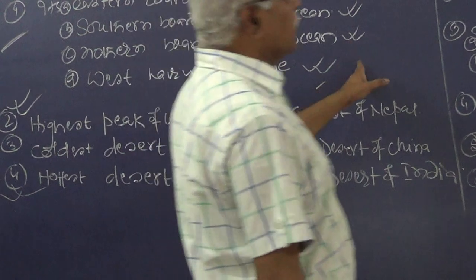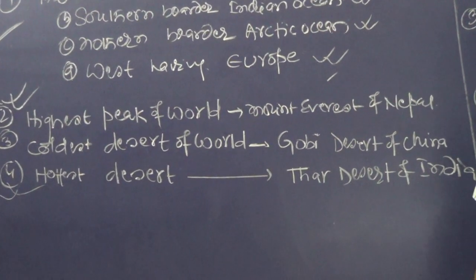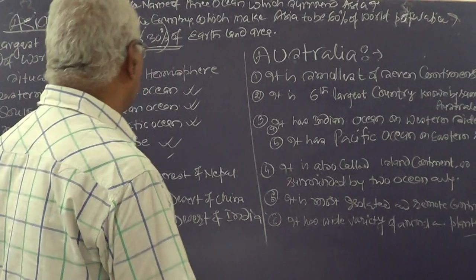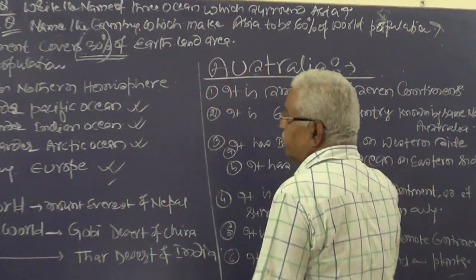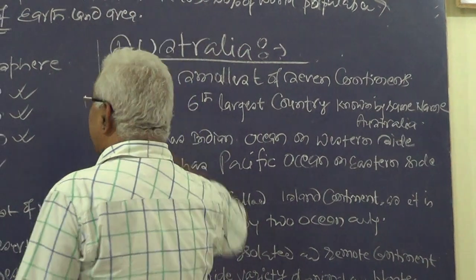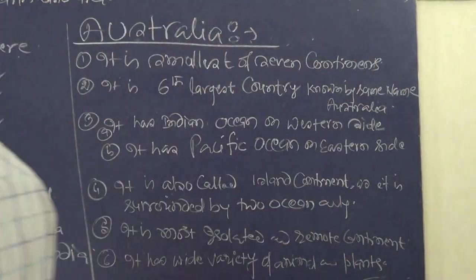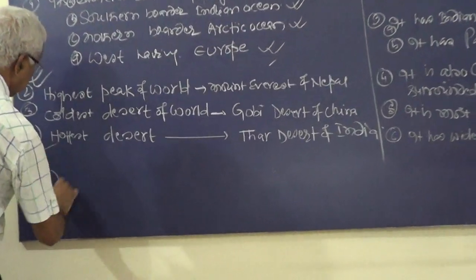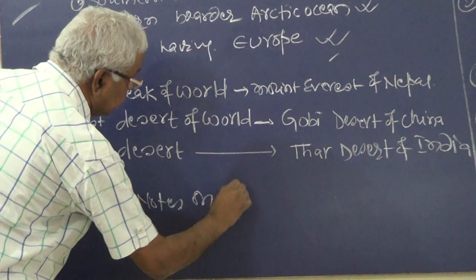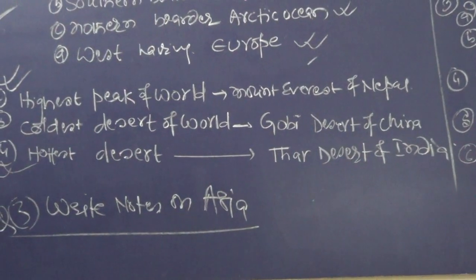Now children, you can write all these points. And these two questions, you need to do that and remember all the points. So therefore, the Asia part we have covered. At the last we will make two questions. Now we are coming to Australia. Write notes, third question you can make it. Write notes on Asia. Question number two and question number three: write notes on Asia.